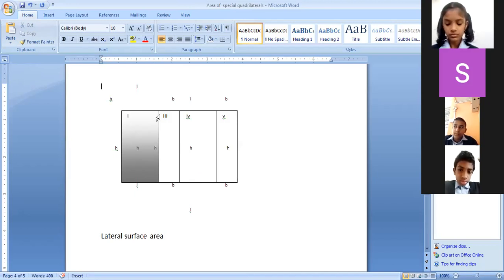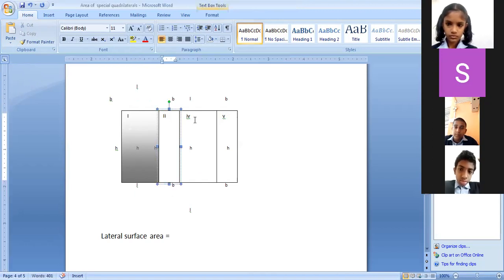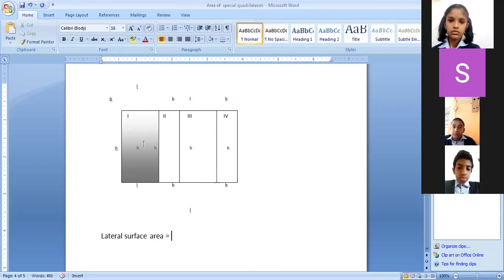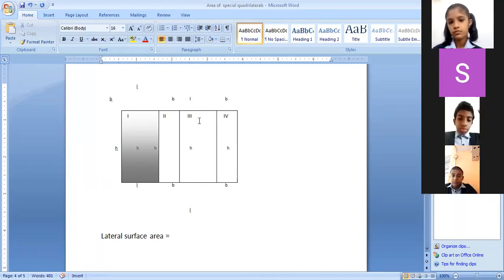Clear? We need the lateral surface area from only this portion. We will not consider the base and top. Clear? So tell me the lateral surface area, now we can find it. The lateral surface area will be equal to the area of rectangle 1, area of rectangle 2, area of rectangle 3, and area of rectangle 4. Clear?